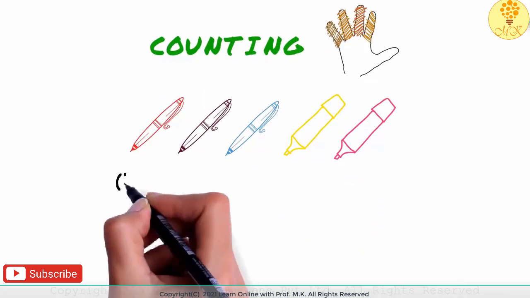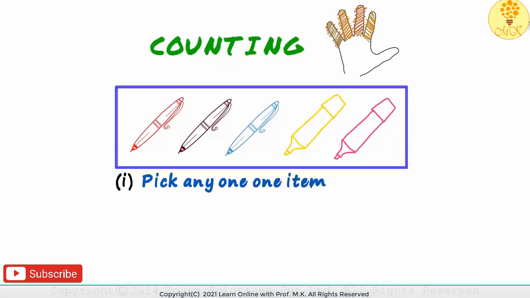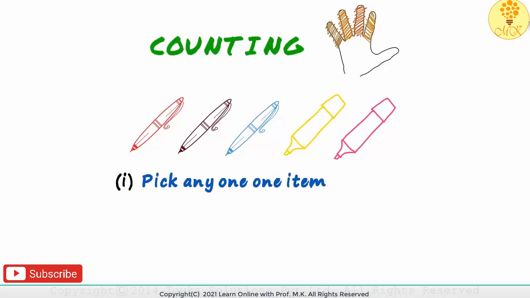Here's your first question based on counting. In how many ways can we pick any 1 item from these 5? Understand the question well. In how many ways can we pick any 1 item from 3 pens and 2 markers? In how many ways do you think we can do this?